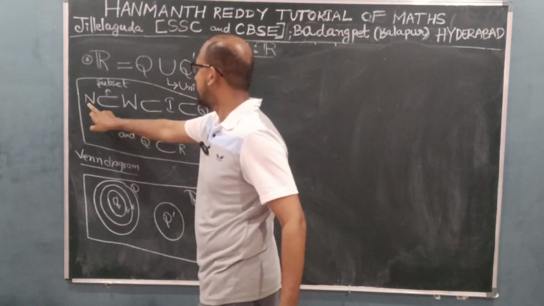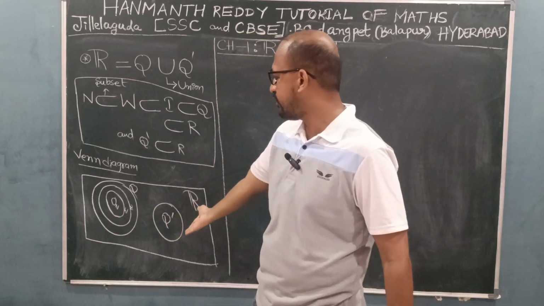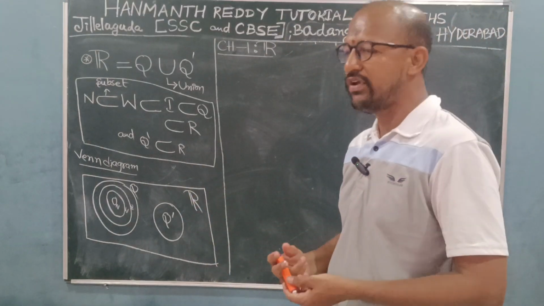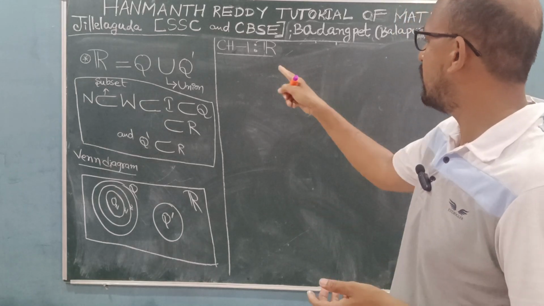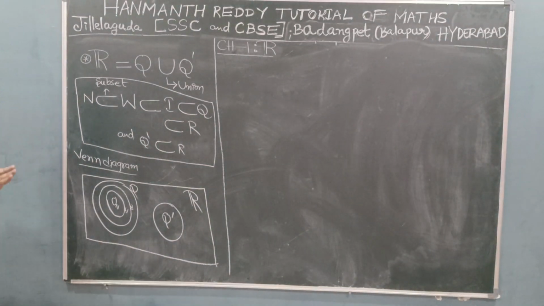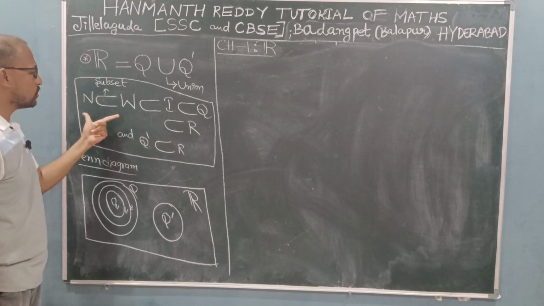Whatever property I told, natural numbers being a subset of whole numbers, this type of property I can represent in the form of a diagram called a Venn diagram, because such diagrams were invented by the scientist John Venn. This completes your real number definition. Once again, real numbers mean the combination of rational and irrational numbers together.